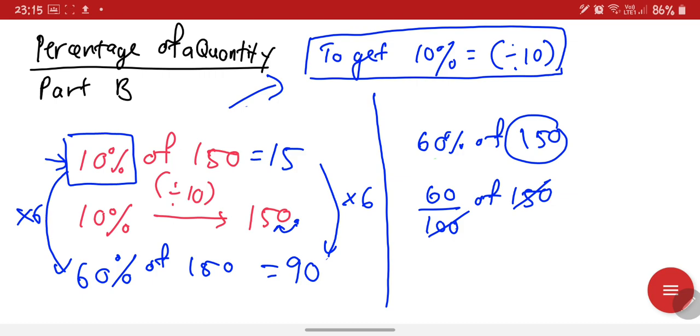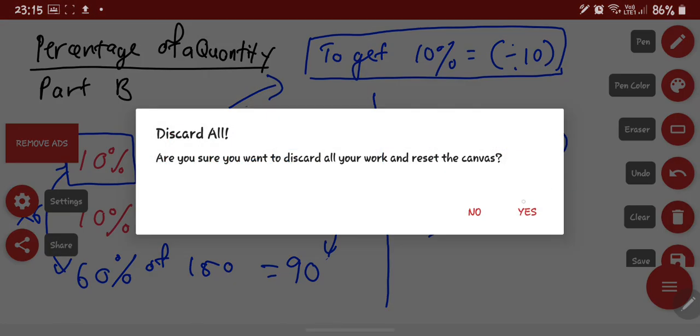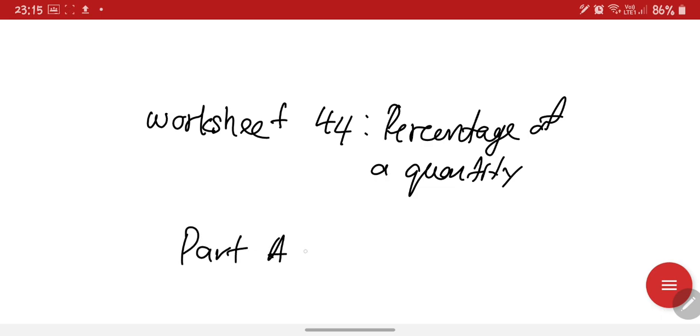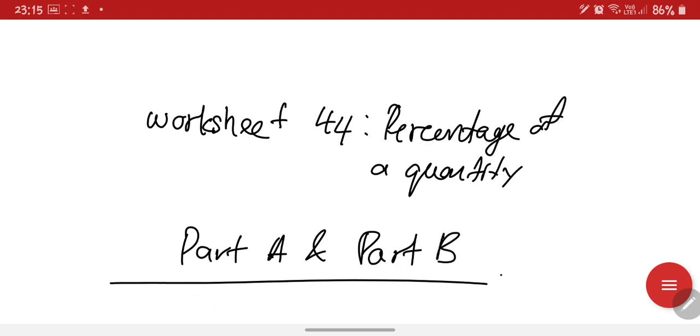So for year 6, you may start doing your worksheet 43. Sorry, is it worksheet 43? No, worksheet 44. Okay, this is for year 6. So for year 6, you can start doing worksheet 44, percentage of a quantity. For year 6 you have to watch part A and part B. Alright, so you will conclude this topic.